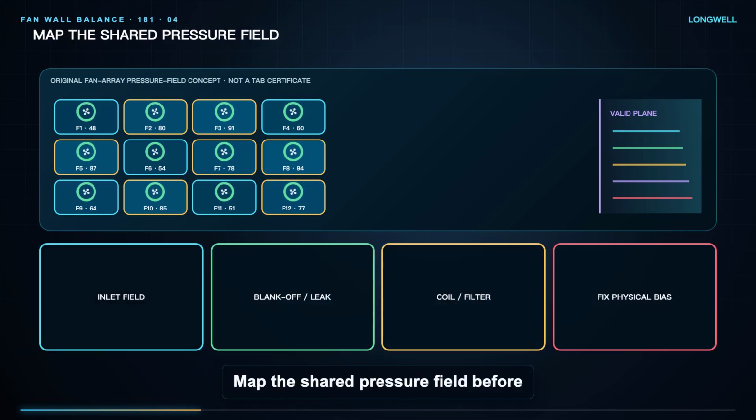Map the shared pressure field before applying speed offsets. Compare inlet and discharge plenum conditions by row and column, and inspect blank-off panels, bypass leakage, filters, coils, transitions, and casing obstructions. A physical bias should be corrected at its source where practical. Software compensation can conceal a blocked filter section or poor geometry while raising noise and energy.